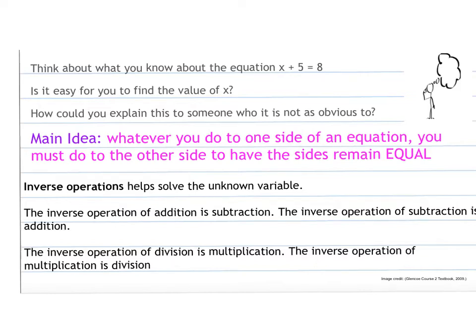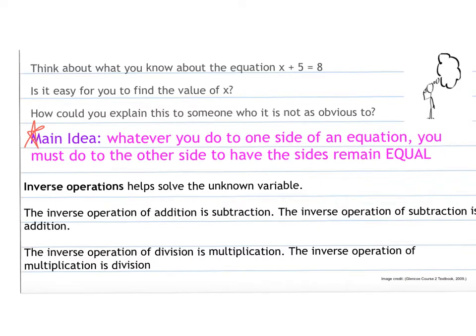Main idea here that I want you to write down: whatever you do to one side of an equation, you must do to the other side to have the sides remain equal. So if you're adding a value to one side, you have to add it to the other side. If you are dividing on one side, you have to divide on the other to keep it equal.